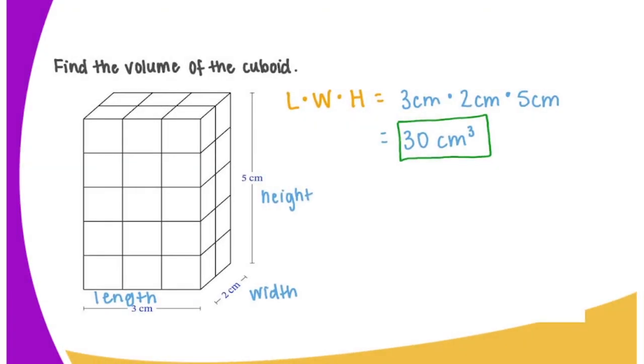Next we have a cuboid. As you can see, a cuboid is made up of the length, the width, and the height. We have the length of 3 centimeters, the width of 2 centimeters, and the height of 5 centimeters. And how do we find the volume of a cuboid? The volume of a cuboid is calculated by multiplying the length times the width times the height. So it is 3 centimeters times 2 centimeters times 5 centimeters. We're going to have 30 cubic centimeters.